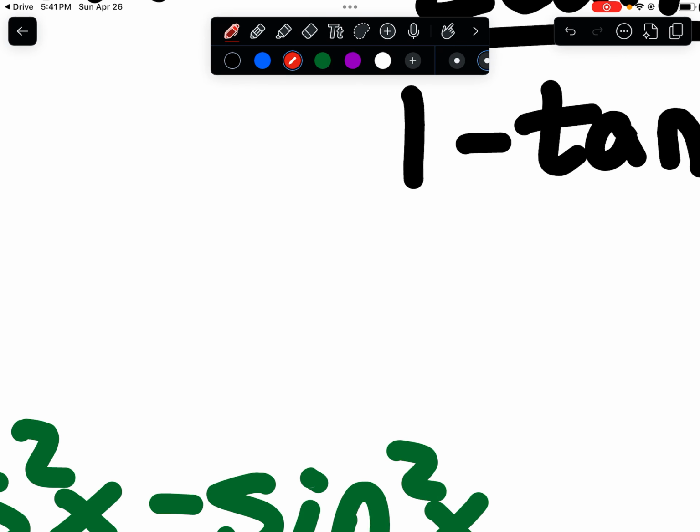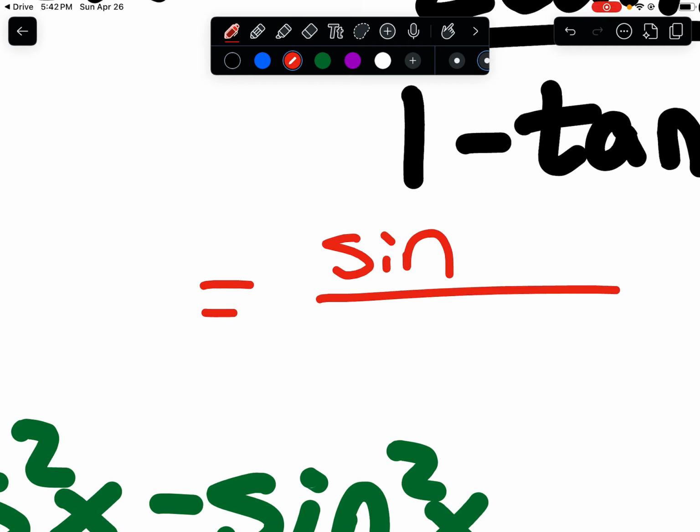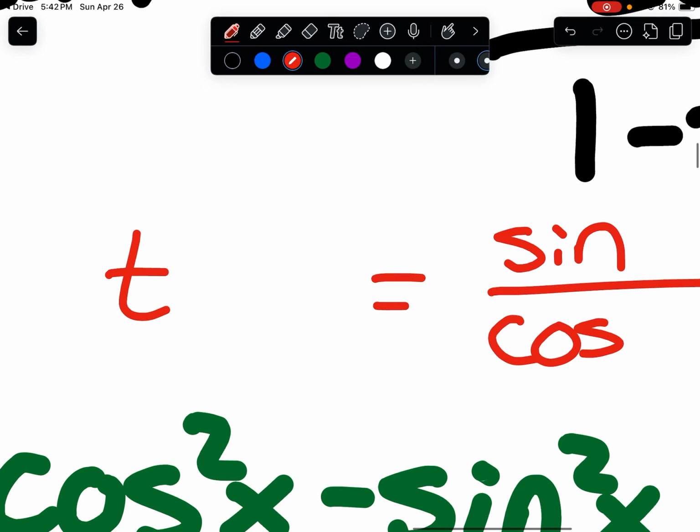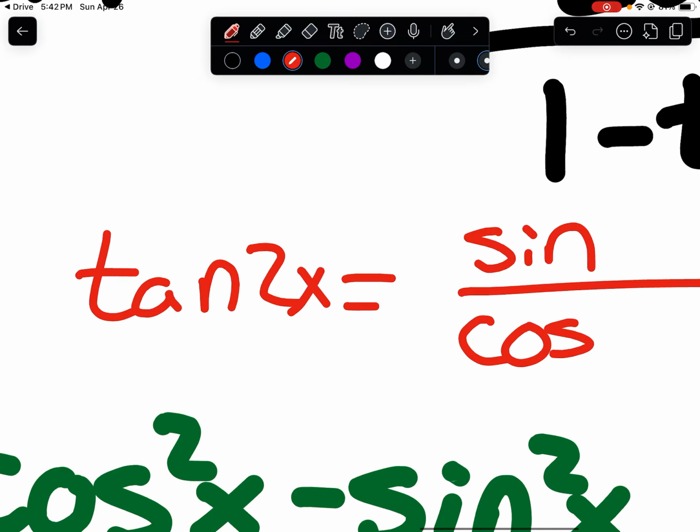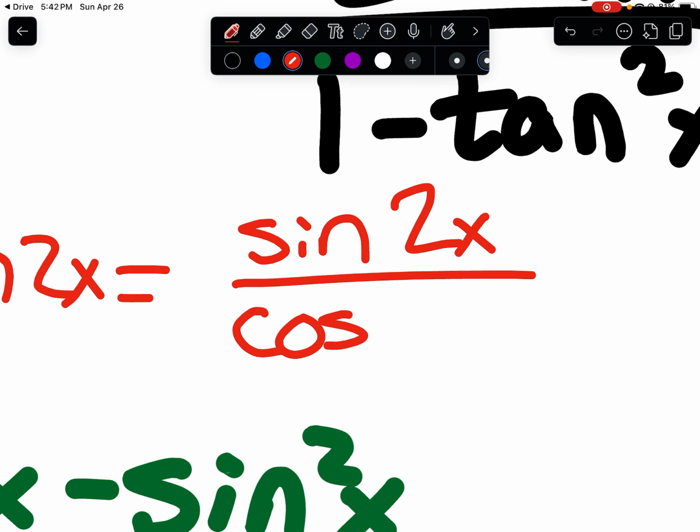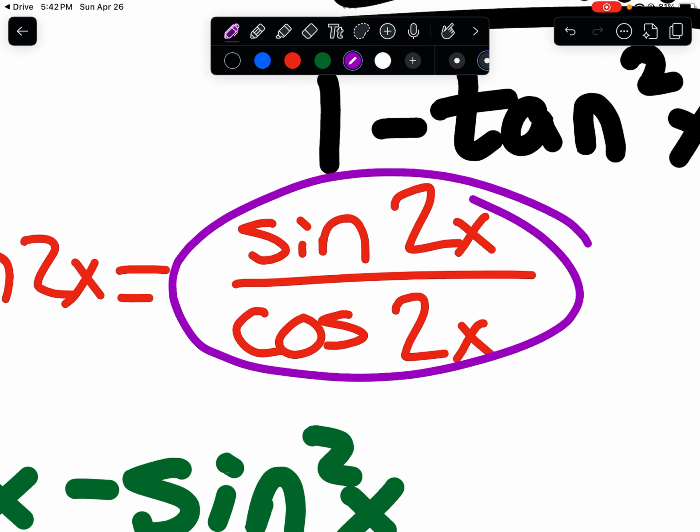If you're looking for a different way to get that, that might be a little bit easier, an alternative formula for tangent of 2x is taking that, like tangent being sine over cosine, identity that we used a lot in like 2.1 and 2.2. It's just now since we're dealing with tangent 2x, it's going to be sine of 2x over cosine of 2x.